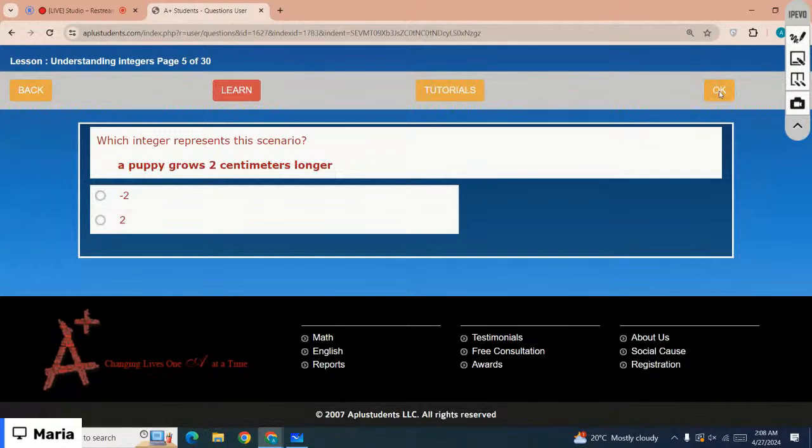Which integer represents the scenario? A puppy grows 2 centimeters longer. Positive 2 it is, right? Because that is a growth. Okay, you can complete the lesson by yourself later today. Let me move on to the next lesson.